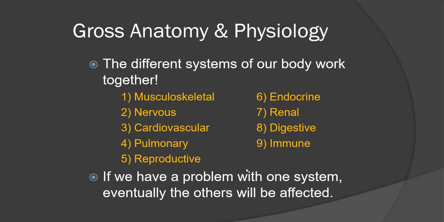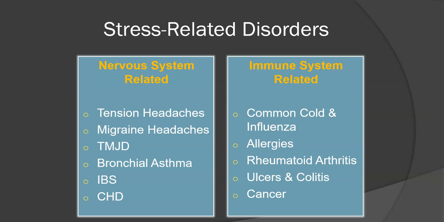And if we end up with some type of health condition affecting one of our systems of the body, we can end up having other systems affected as well. So, if we have a problem with one system, eventually the others will be affected. Our body as a whole is a very interconnected, cooperative system. So, if one system is going awry or going off course, the others can also be affected.